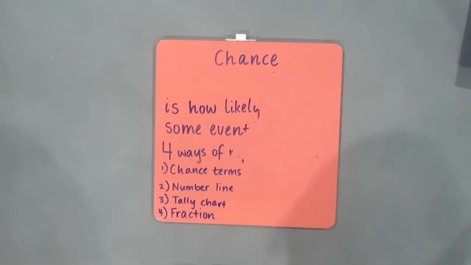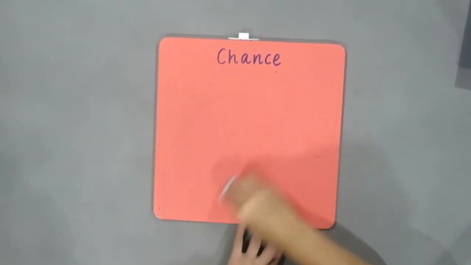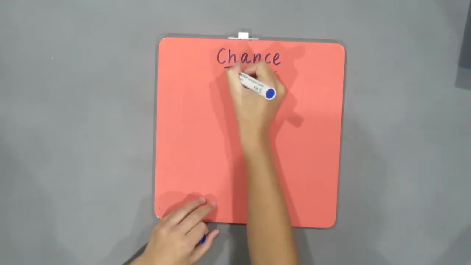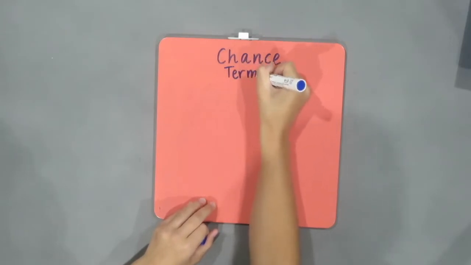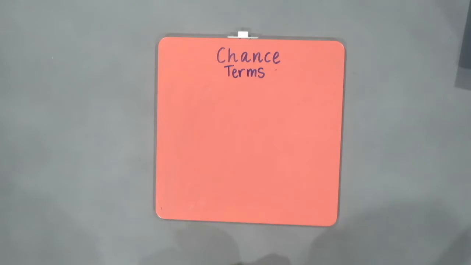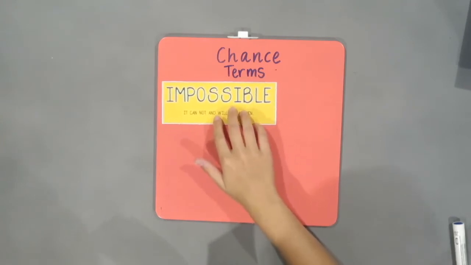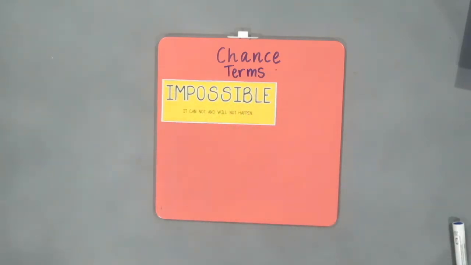On your board, can you write the following things for me? We're going to look at chance terms. Okay, so you can write chance terms at the top of your whiteboard. Now there are 4 chance terms that we're going to focus on at the beginning of this lesson. So, if something is absolutely not going to happen, we call that impossible. Can you write impossible down for me? Now that means it cannot and will not happen.